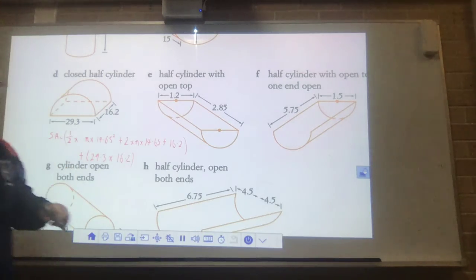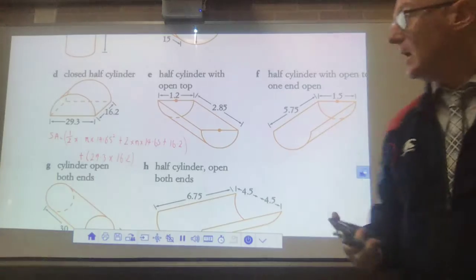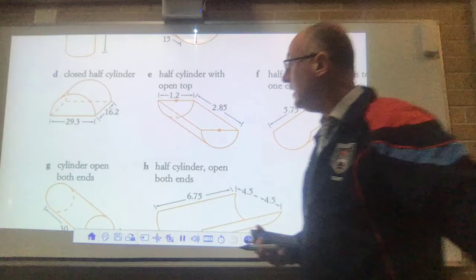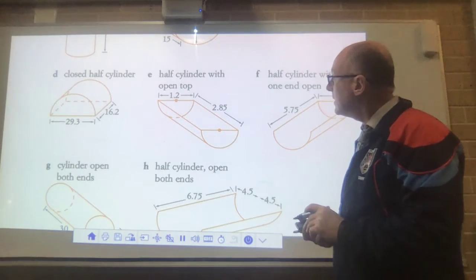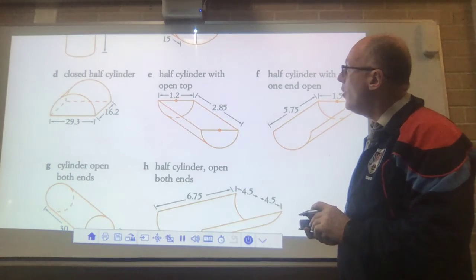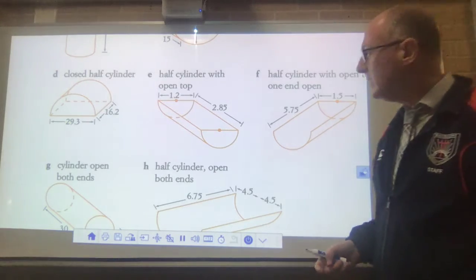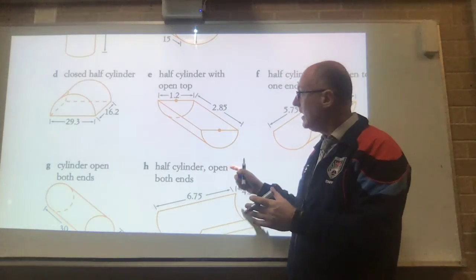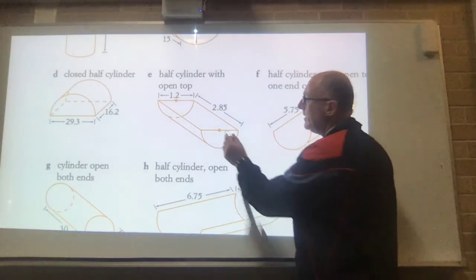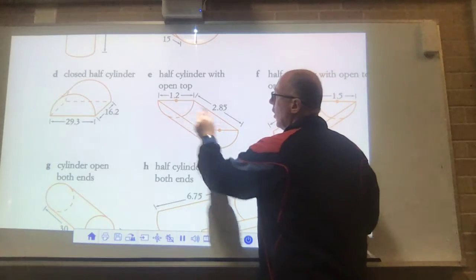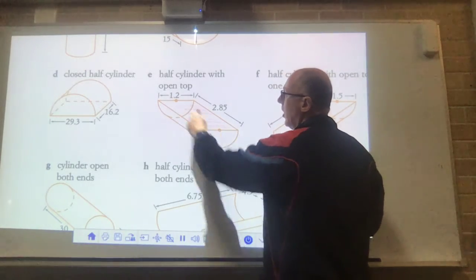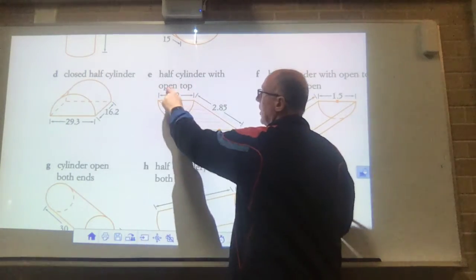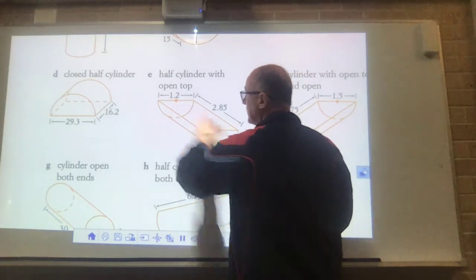Okay, so let's see if question E is any harder than that. In question E, you're asked to find a half cylinder with open top. So what that means is, although it looks like we've got something on the top, we've got half a cylinder, but because it says open top, it means that this bit on here is open. We don't find the area of the top bit. This bit says closed, this bit says open. So we just pretend that the top bit's not there.